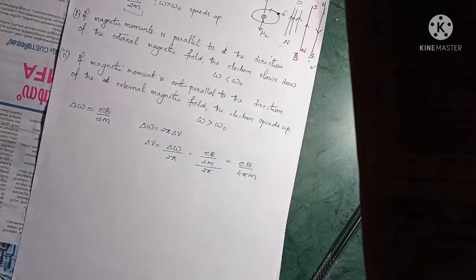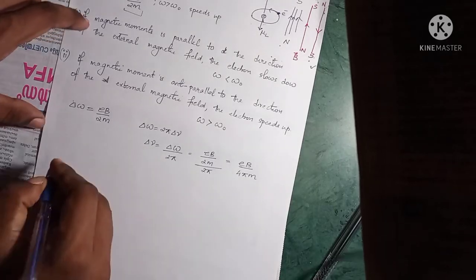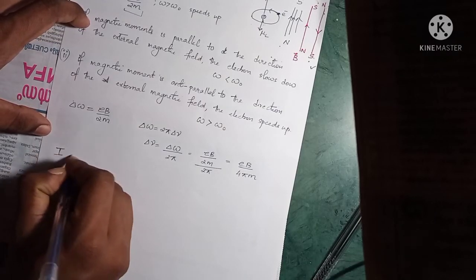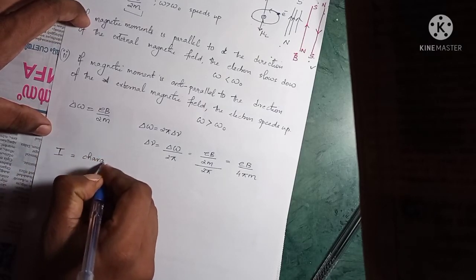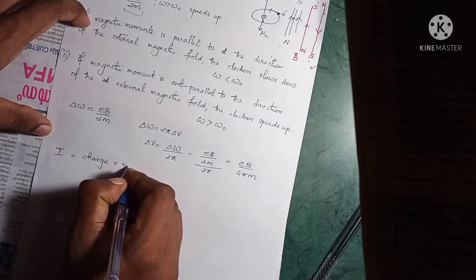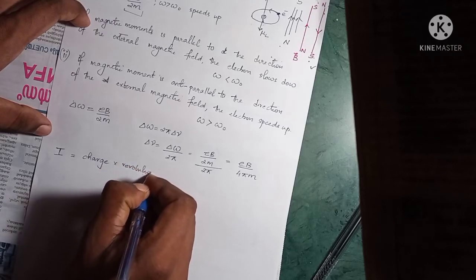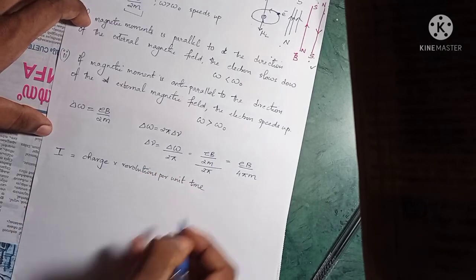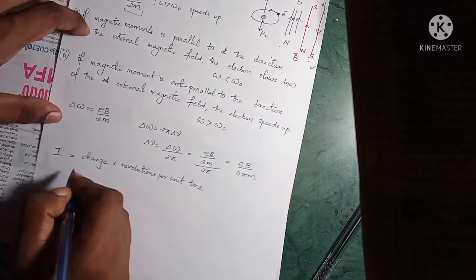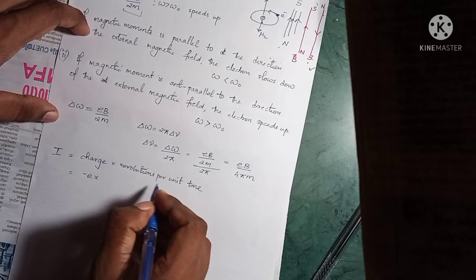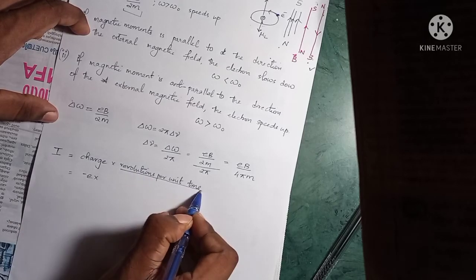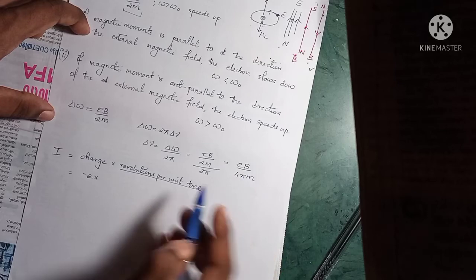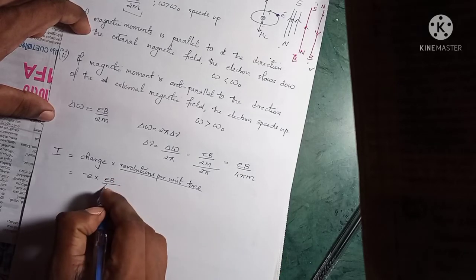And due to this additional frequency, it results in an additional current. The additional current I is given by charge times the number of revolutions per unit time. Here charge is minus e, and revolutions per unit time is the same as the frequency, eB upon 4 pi m.